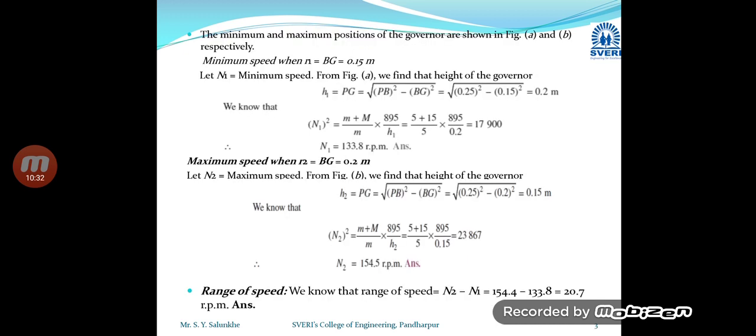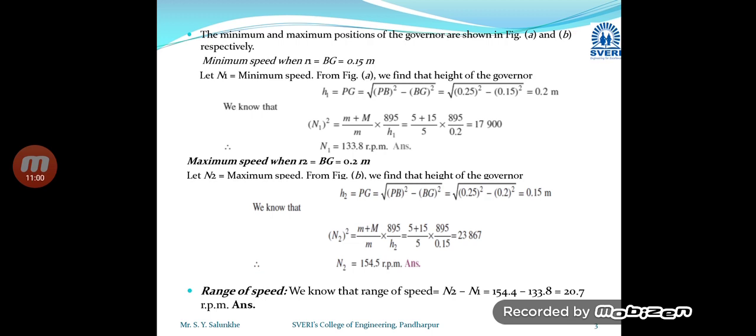So here you can see H2 is equal to PG, which is equal to under root PB square minus BG square. PB is the length of arm, that is 0.25 meter, and BG is the R2, that is radius of rotation. So we are going to get this equation, and we are going to get the answer as 0.15 meter.